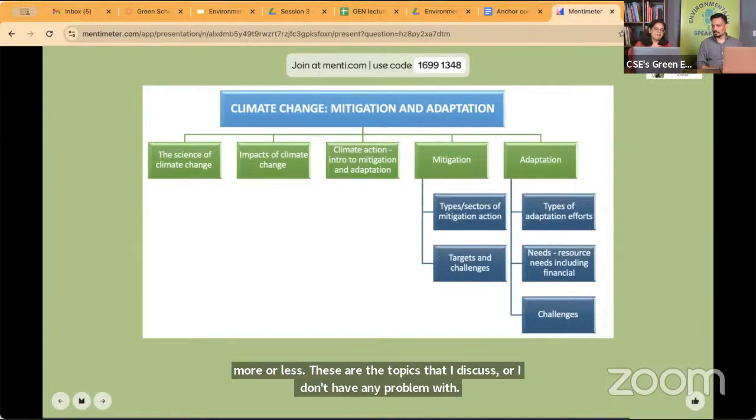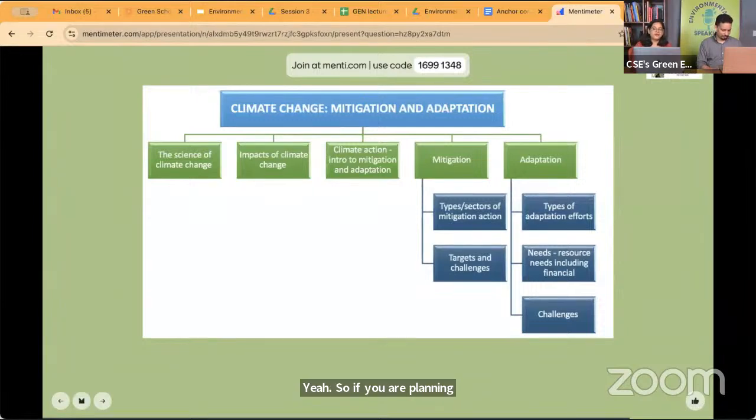So if you are planning to introduce climate change into your curriculum, or if you're looking to update it, add on to it, what we're essentially saying is maybe you can begin with talking about the science of climate change, then a little bit about the extreme weather events, the impacts, and whatever has been discussed today about the climate action, under which we talk about mitigation and adaptation both.